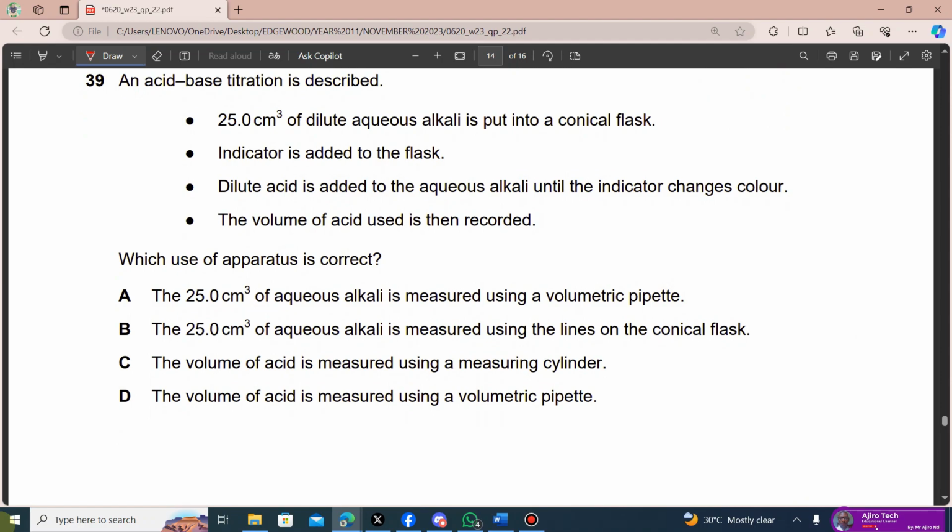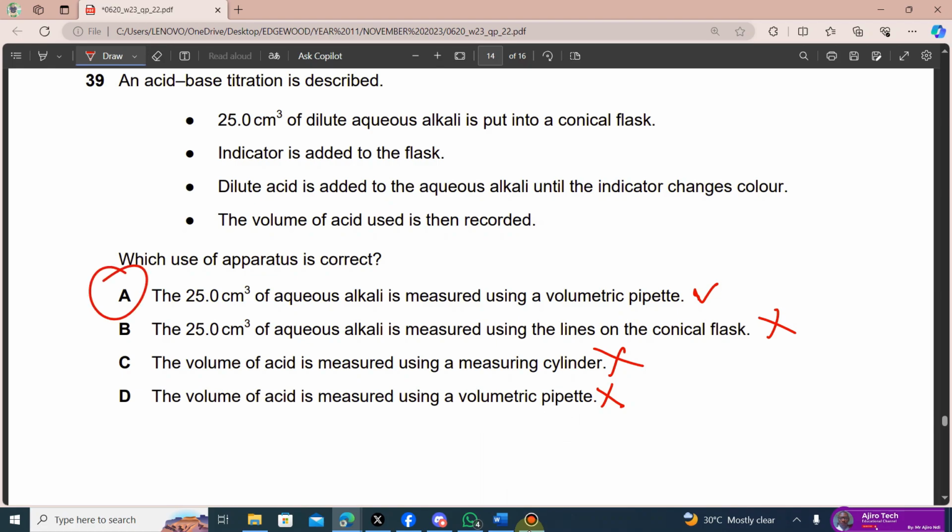Which use of the apparatus is correct? The 25 centimeter cube of aqueous alkali is measured using a volumetric pipette. This is a very good use of the volumetric pipette. It measures exact volume, and that makes it very accurate. The 25 centimeter cube of aqueous alkali is measured using the lines on the conical flask. No, that's inaccurate. The volume of acid is measured using the measuring cylinder. Not very accurate. A burette would have been better. The volume of acid is measured using the volumetric pipette. That is unsafe.